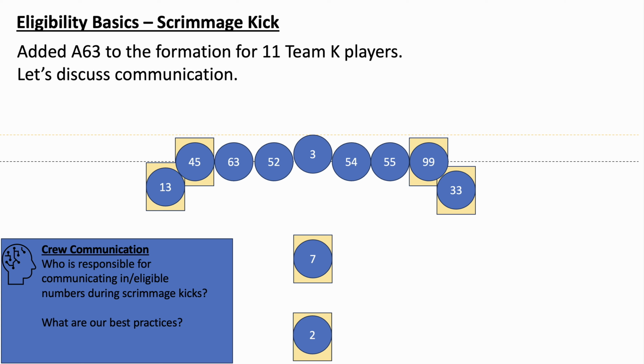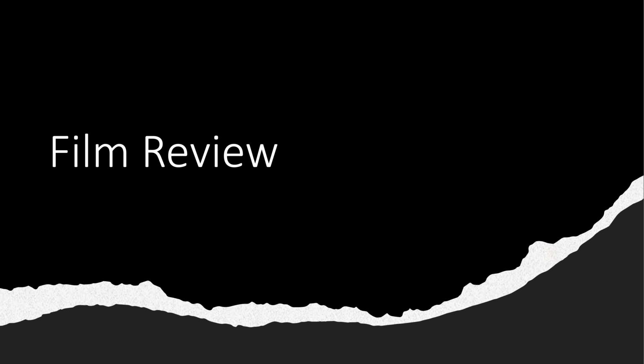Just based off of their position, the only thing that needs to be communicated in this situation is that number 3 is ineligible and cannot catch a pass. We know that 63, 52, 54, and 55 cannot by their number, and everybody else is eligible. So now let's take a look at a couple of plays.